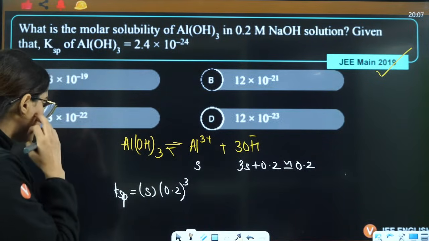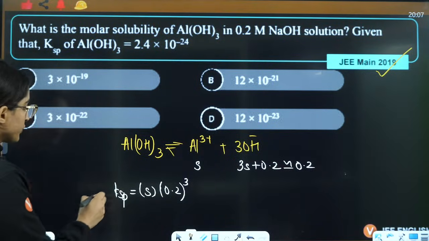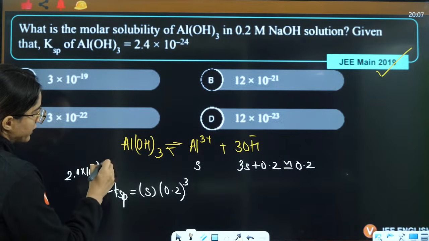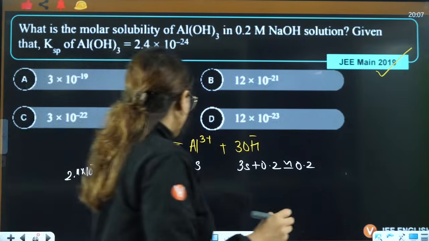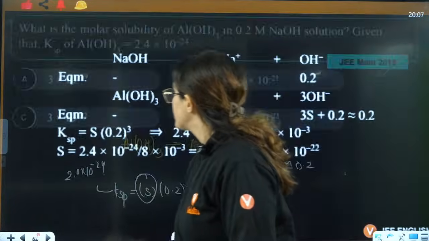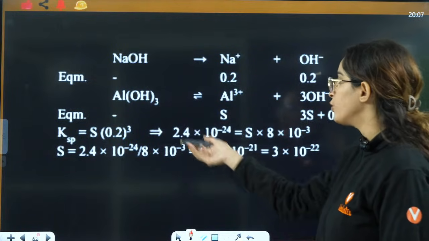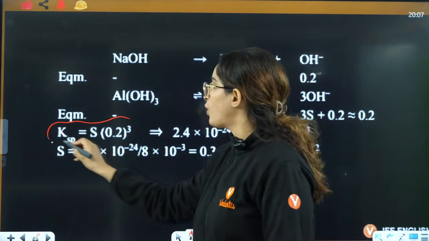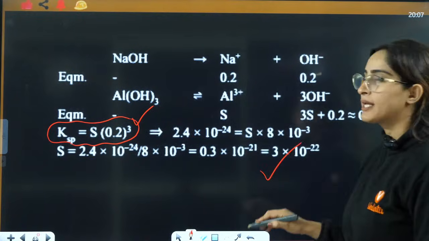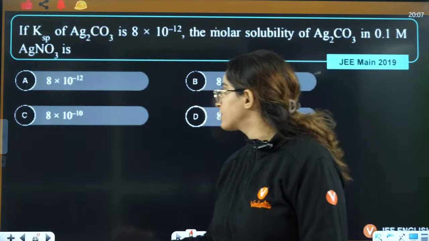Ksp is given to you. The Ksp value is given to you, that is 2.4 into 10 raised to the power minus 24. From there you will calculate the value of solubility here, right? So just put all the values here. Ksp is equal to solubility times 0.2 cube. Now I told you how you came to this point. Now put all the values and you will get the value of solubility there. Okay, it's just about the calculation after that.